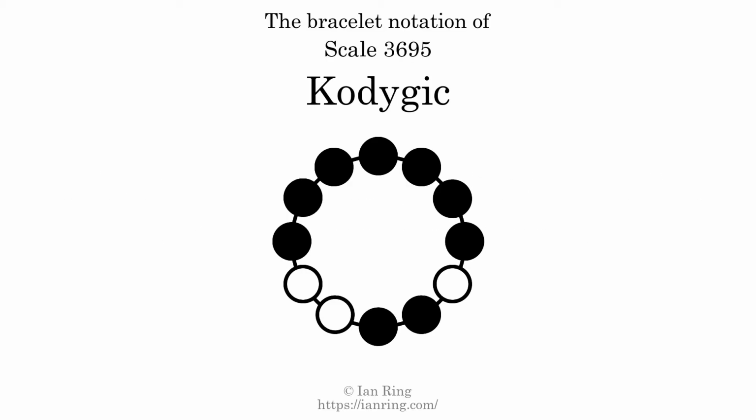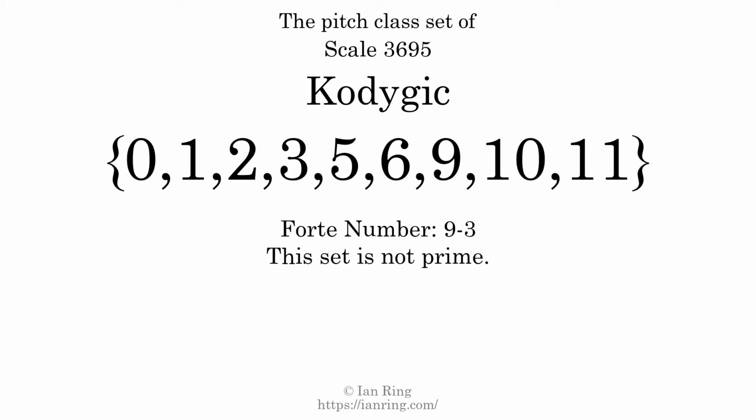This is a bracelet notation diagram of scale 3695. The shaded circles represent tones that appear in the scale, and they are read clockwise, starting at the top. The pitch class set for this scale is 0, 1, 2, 3, 5, 6, 9, 10, 11.